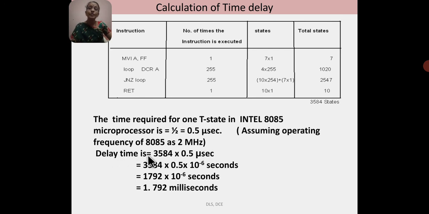So delay time is equal to the total number of T states into the time taken by the microprocessor to execute one T state, that is 3584 into 0.5 microsecond, that becomes 1.792 millisecond. Like this, for one full program we calculate the delay time.